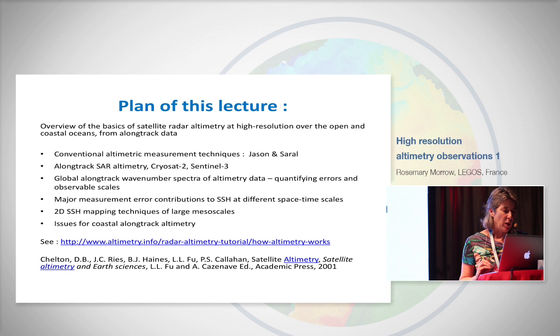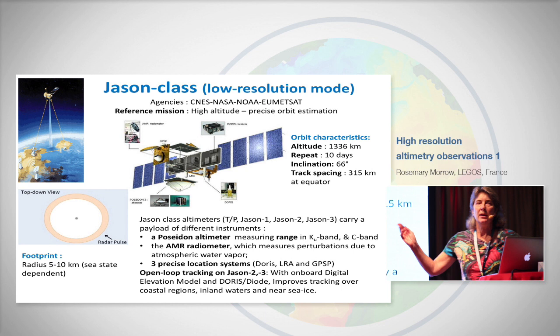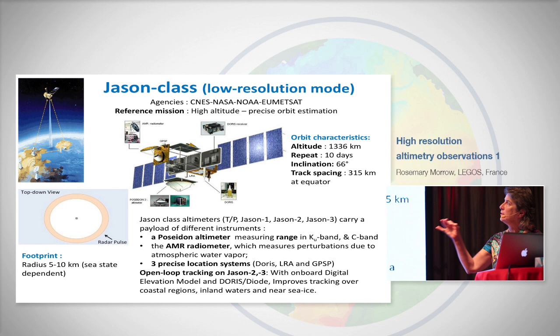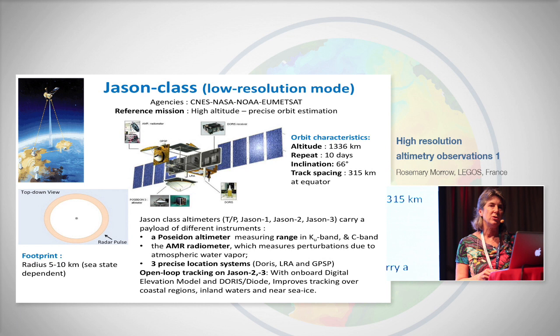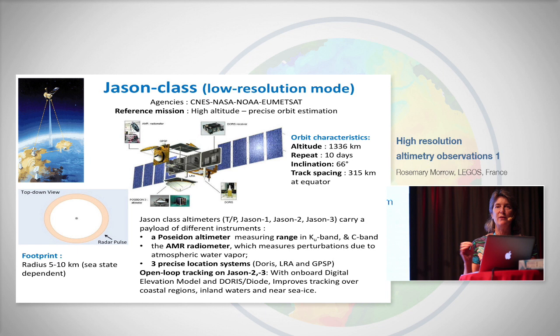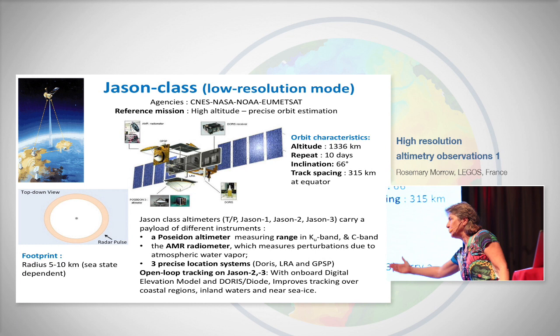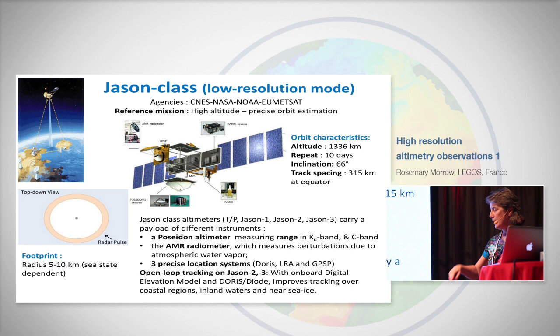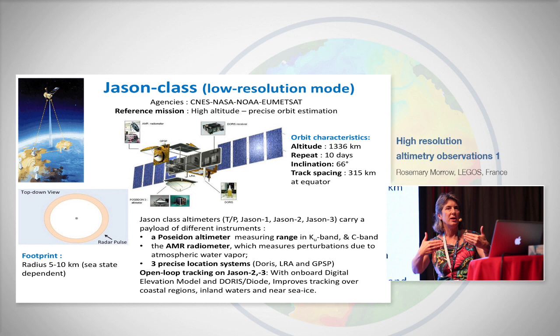So Pierre-Yves had talked about the fact that a lot of our satellite constellation in altimetry is referenced to the whole Topex JSON series, which are the reference mission. They're at high altitude. They're designed to have the most precise measurements of the large-scale circulation. They're very good as well for the large mesoscale circulation. They have a crop of different instruments aboard that allow us to make the most precise measurements possible. The newest series of JSON 2 and JSON 3 also have better tracking so that we don't lose data too far from the coast, but we can get right into the coast and the inland waters.